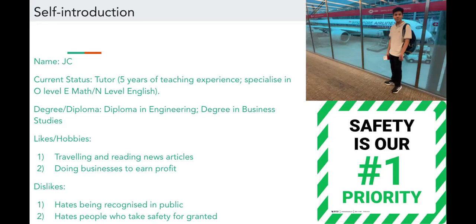These slides, I only have one, which is over here. Which is why I have to emphasize, I don't like people who take safety for granted. Please don't take your safety for granted. Safety number one.